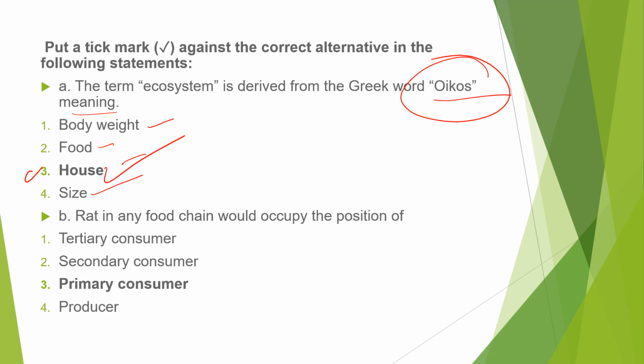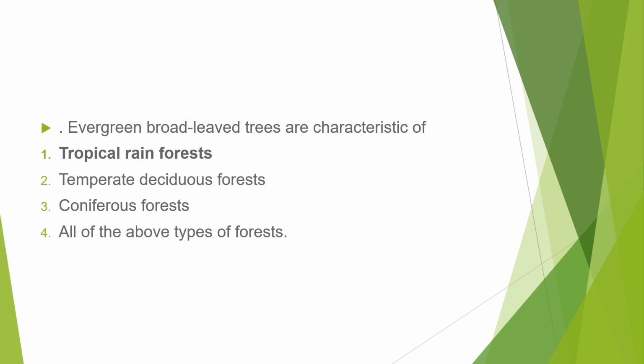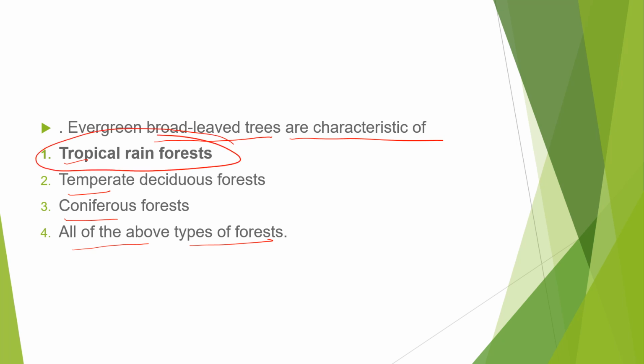Now next comes: rat in any food chain would occupy the position of a tertiary consumer, secondary consumer, primary consumer or producer. It is primary consumer. So rat in any food chain is occupying the position of a primary consumer. Now next: evergreen broad-leaved trees are characteristics of tropical rainforest, temperate deciduous forest, coniferous forest, or all of the above types of forest. So that is tropical rainforest.